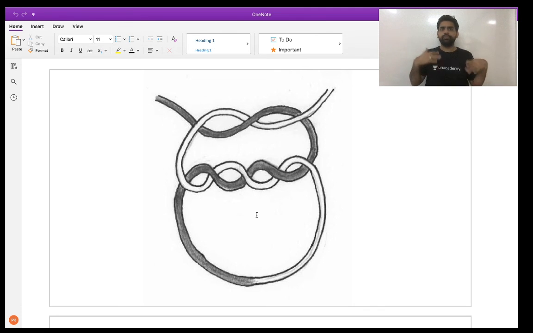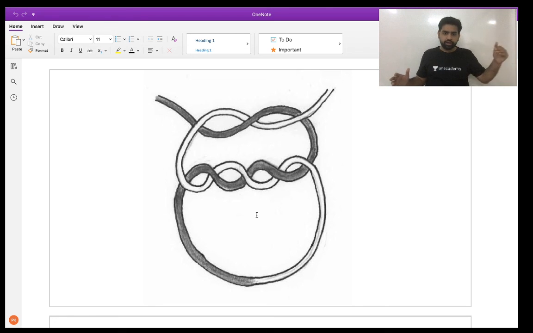What about the secure knot? In the secure knot, it can be either a square knot or a reef knot. Square and reef knot are one and the same thing. Or you can have a surgeon's knot. So please understand this, okay? I'll repeat, you can have a non-secure or a secure knot.